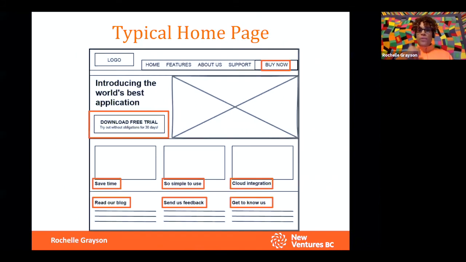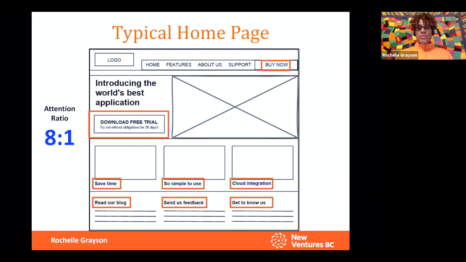So if we look at a typical homepage, something like this is just a wireframe, there's a buy now button at the top, download free trial, save time, read our blog, send us feedback, get to know us, cloud integration, so simple to use, lots of different calls to action on a homepage, right? So what this is basically saying is if I add up all those potential clicks, I'm leaving out the navigation bar for now, more the calls to action. The attention ratio is 8 to 1.